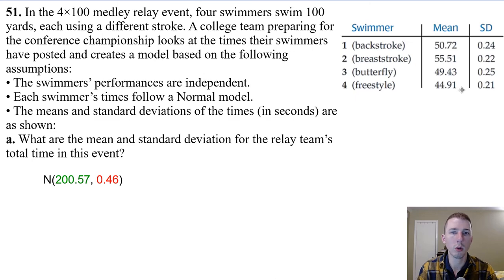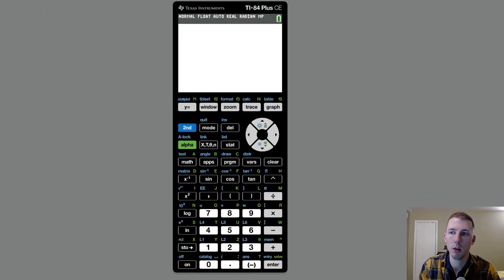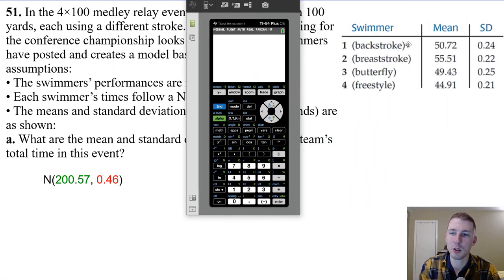So if we want to find the total, what we'd expect on average, let me pull up my calculator. If the mean for each one of these events is given here, then the total average, what we would expect, would just be adding all those together. So 50.72 plus 55.51, plus 49.43, plus 44.91. Okay, so that gives us a total average of 20.57. So it's a normal model centered at 20.57.